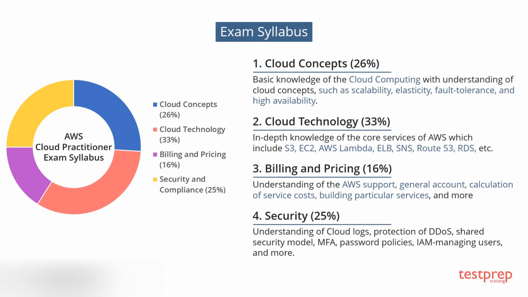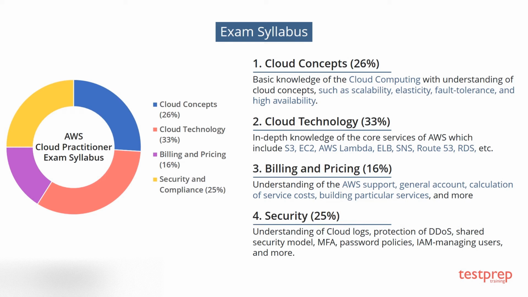2. Cloud technology. Technology is one of the most crucial topics for the AWS Cloud Practitioner certification exam, covering about 33% of the exam content. To become an expert in this section, you must have in-depth knowledge of the core services of AWS. Some of the concepts that you need to become an expert in include S3, EC2, AWS Lambda, ELB, SNS, Route 53, RDS, etc.